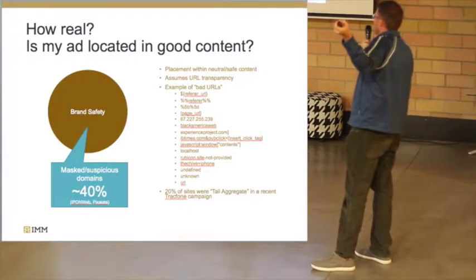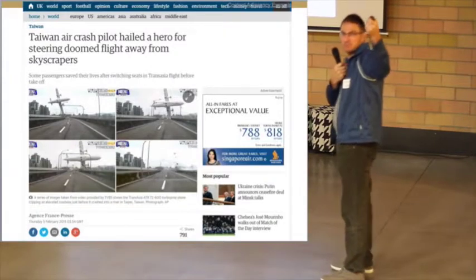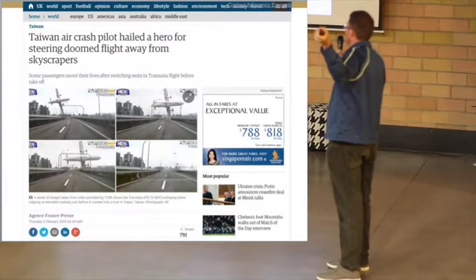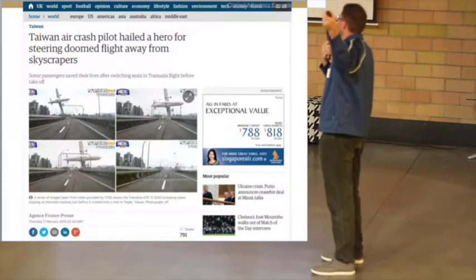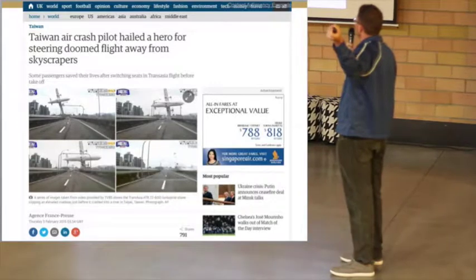Here's an obvious example of brand safety and how it could potentially be used in an environment where news is conflicting with the advertiser, right? Singapore airline crash. Who wants to be involved in that sort of content?